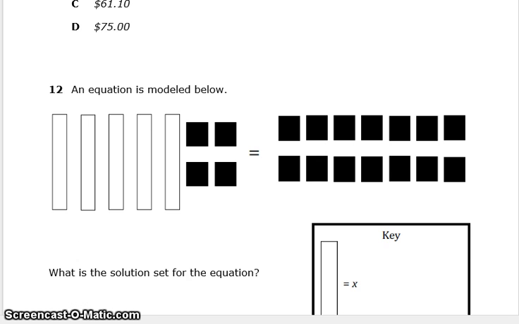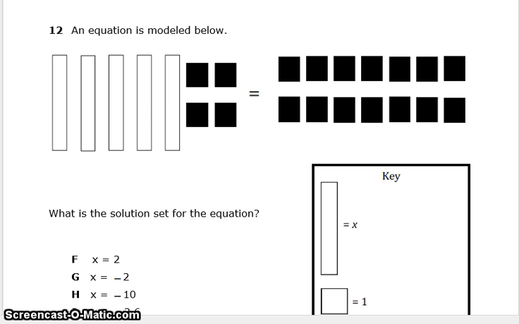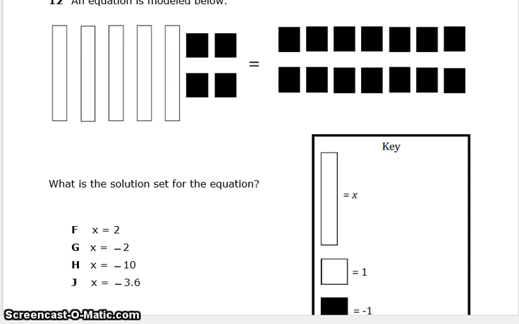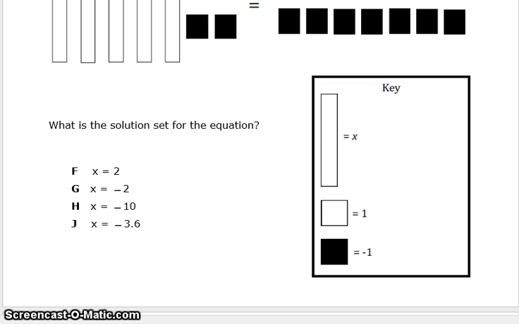Question 12. The equation is modeled below. What is the solution to the equation? The key says that the long white boxes are x and the small, dark, square boxes are negatives.